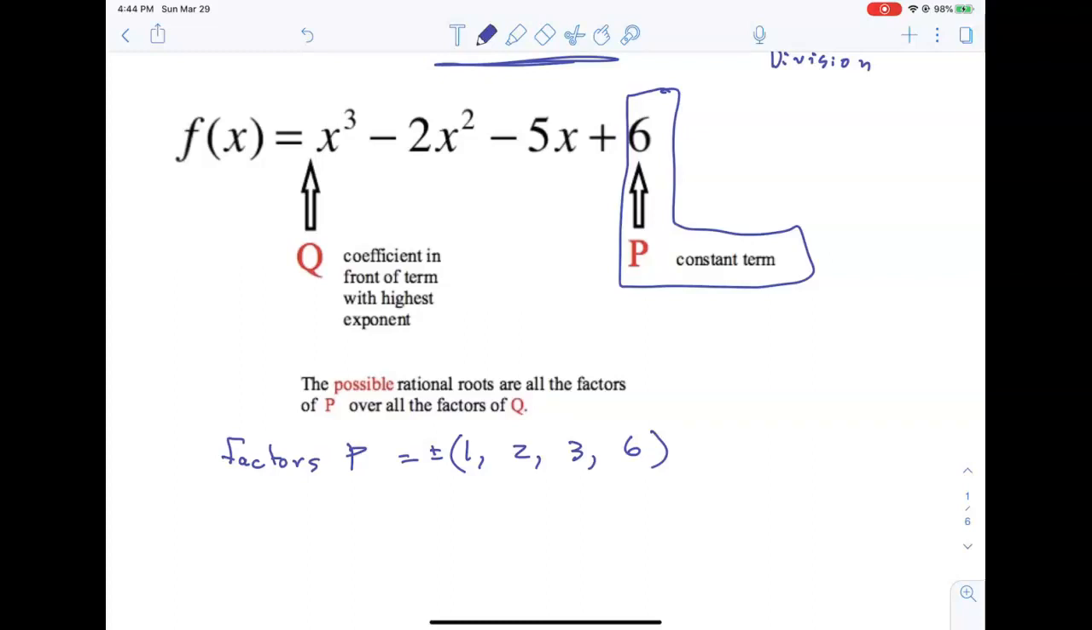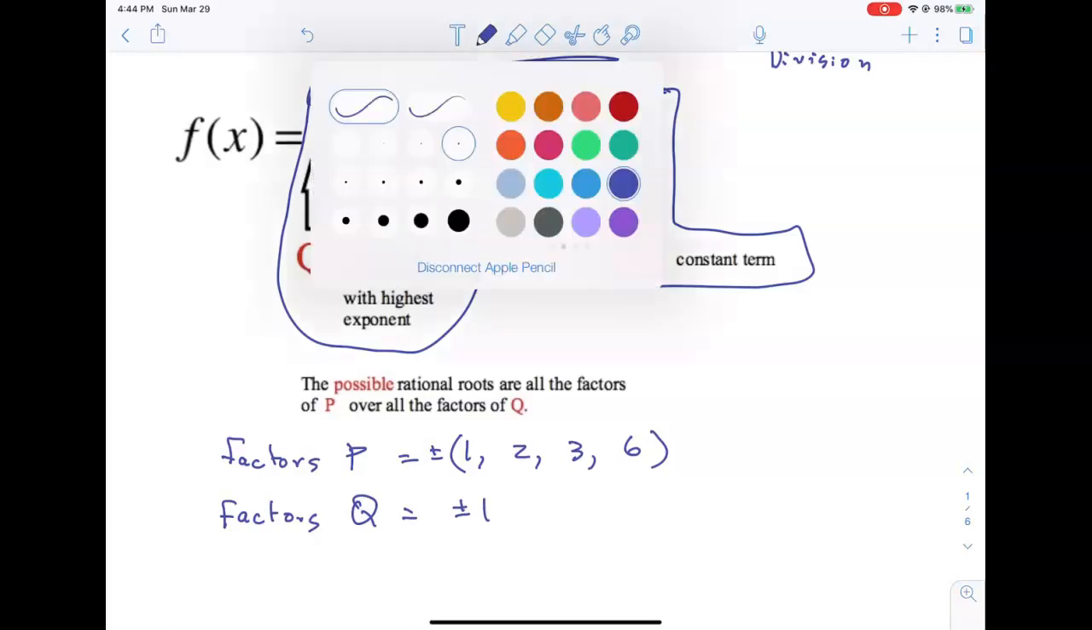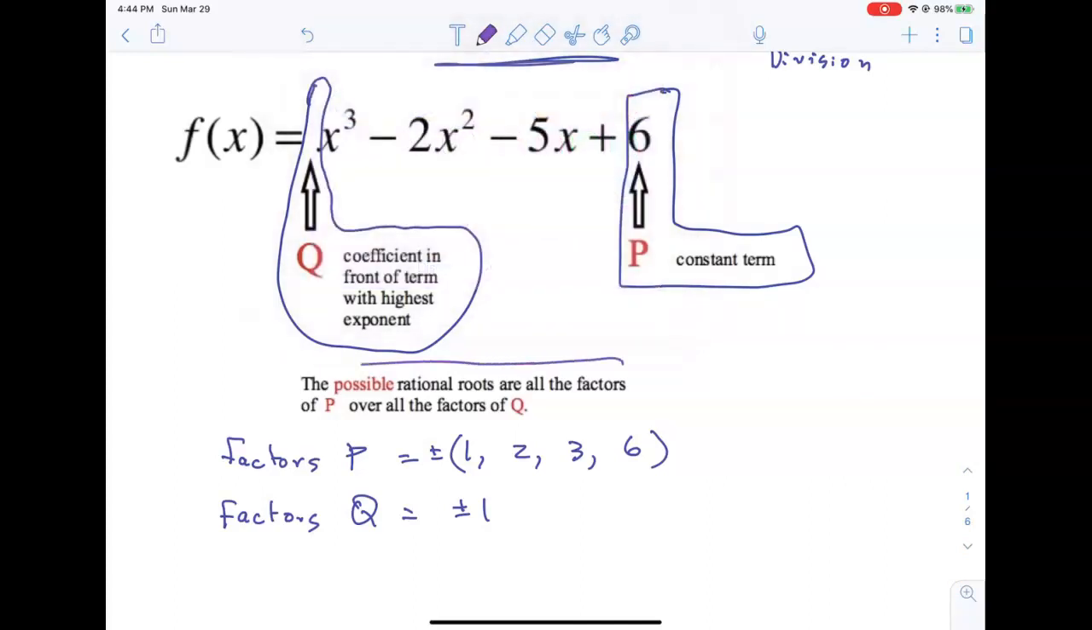Okay? Then we find the factors of Q. Q is always the coefficient in front of the term with the highest exponent. And what's our coefficient there? 1. So, in this case, plus or minus 1 are the factors of Q. Now, to find all the possible ones for the entire problem, you take the factors of P and divide them by the factors of Q.